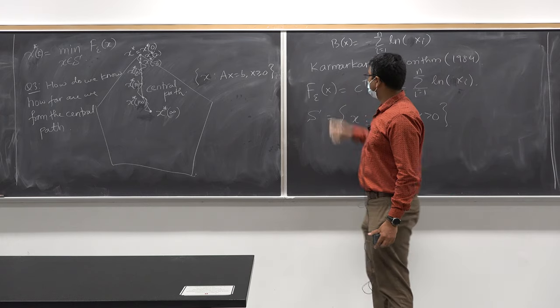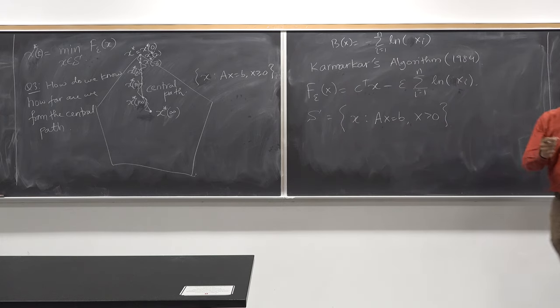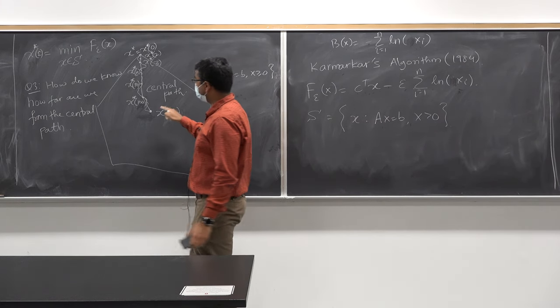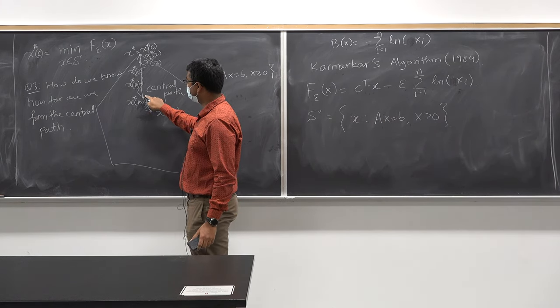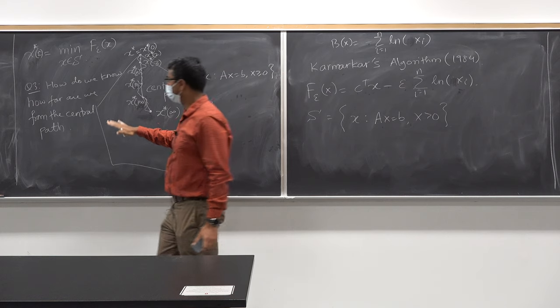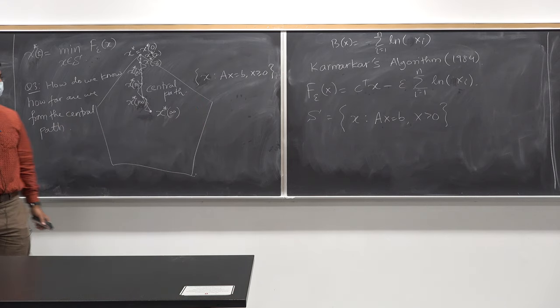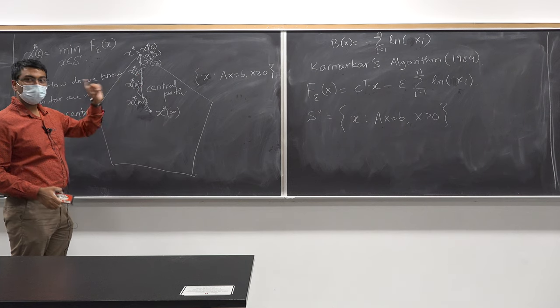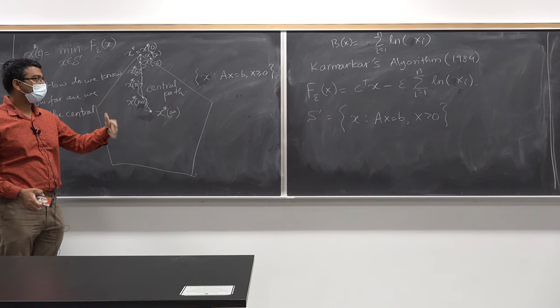So what Karmarkar's algorithm does is it comes up with a way to assess how close or how far you are from the central path and comes up with an algorithm in which you just take one Newton step at every point of time, change the value of epsilon, assess how far you are from the central path, and then pick another value of epsilon, and then take the one step of Newton's method. So you're doing just one step of Newton's method at every point of time.